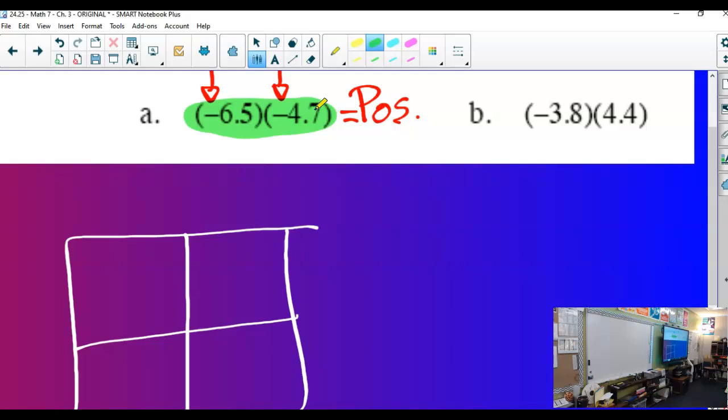So let's try that with this other one over here. I blew the box a little bit, but that's okay. We can still work with it. So let's try the 6.5. We're going to break that up to 6 and 0.5 and 4 and 0.7. I'm going to let you try that, and then we'll circle back around.